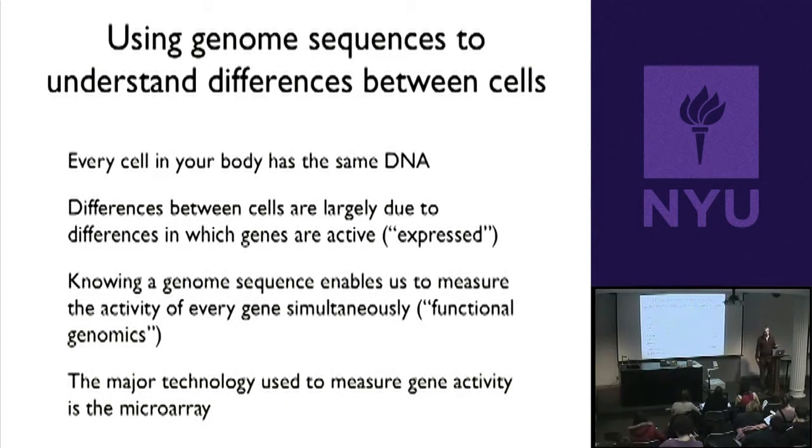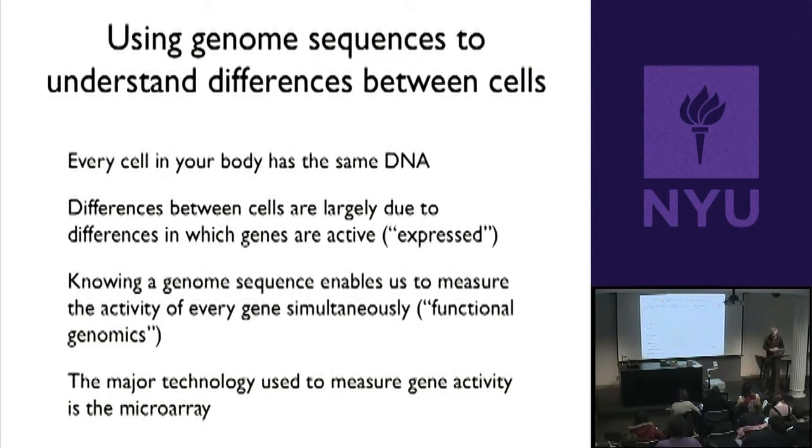And we already discussed one example of how you do this in terms of building the library to do genome sequencing in the first place. Okay? Today we're going to talk about another use of this complementarity that allows us to measure how active genes are. Okay? And as I said, just to define another term, this whole science of getting genome sequences and using them is called genomics.